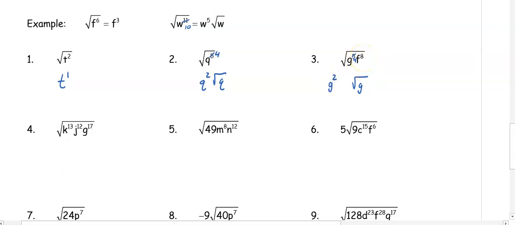F to the 8th. 8 is an even number, so we're going to cut 8 in half, and we get f to the 4th.